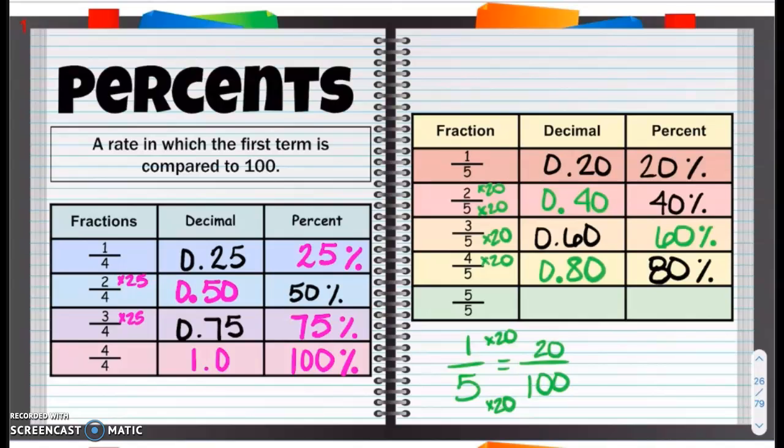Last but not least, 5/5, anything divided by itself is 1, so we're going to have 1.0, and that will be 100%, because if you get 5 out of 5, you get 100%. And that's going to be it for our percent chart for today. Great job!